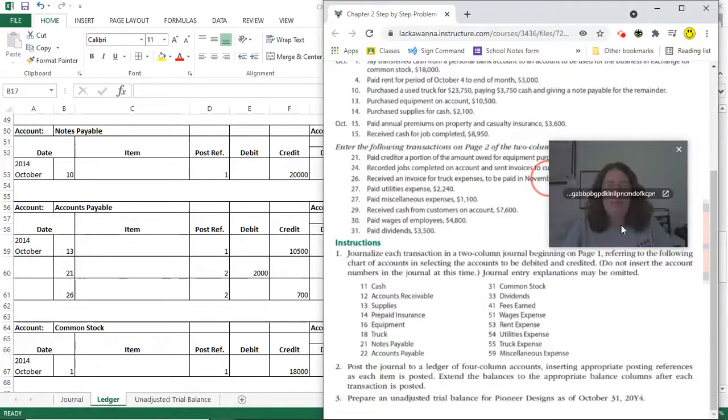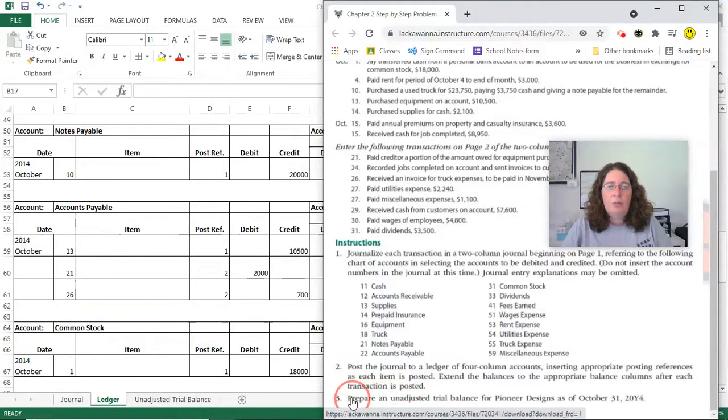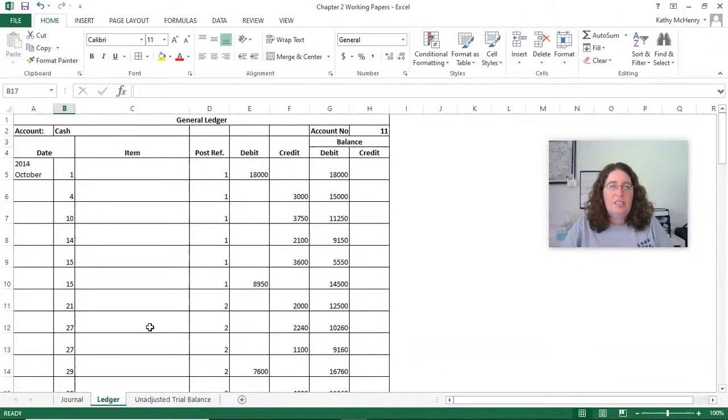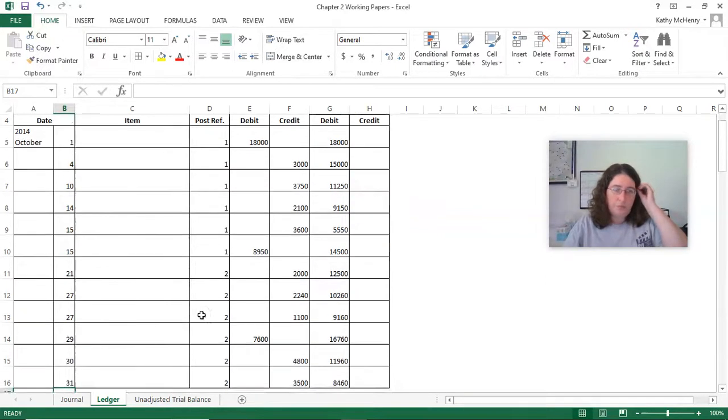The problem says, that was step 2. Step 3, prepare an unadjusted trial balance for Pioneer Designs as of October 31st. An unadjusted trial balance, which is this other tab here, is simply a list of the accounts and their final balances. Give me just a second. Let me find my unadjusted trial balance that I did on paper, so I can make sure we've got the right balances as we go here.